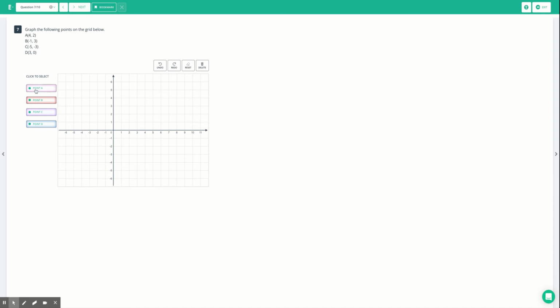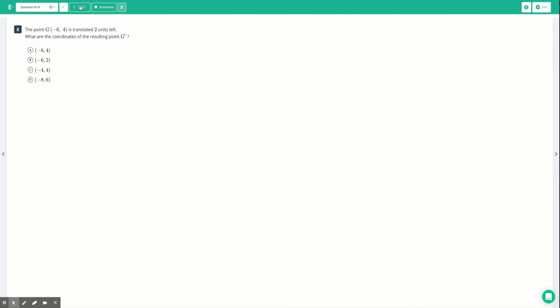Next, graph the following points on the grid. Point A is (4, 2). When you graph a point, you always start at (0, 0), and we move x 4, y 2, and we put our point. Point B is (-1, 3). Point C is (-5, -3), and point D is (3, 0). There you go.